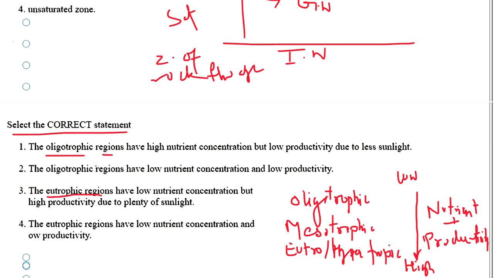So now we will read the options and mark which one is the correct statement. Oligotropic region has high nutrition, no, and low productivity. Low productivity is okay, but high nutrition is wrong. Oligotropic region has low nutrition, right, and low productivity, right. So this option is correct, but we will read the other options. Eutropic region has low nutrients, wrong, it has high nutrients. So our correct option is option 2.